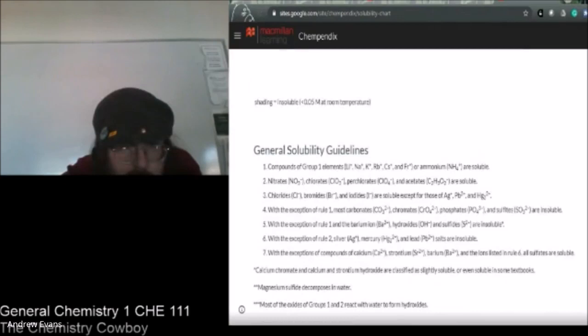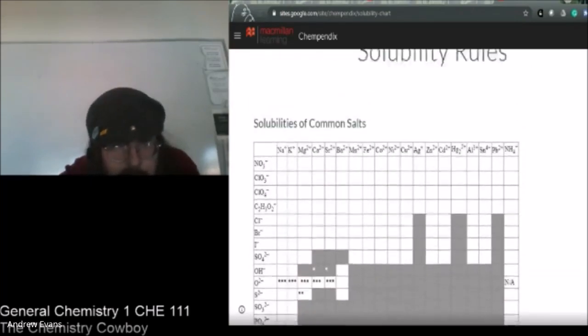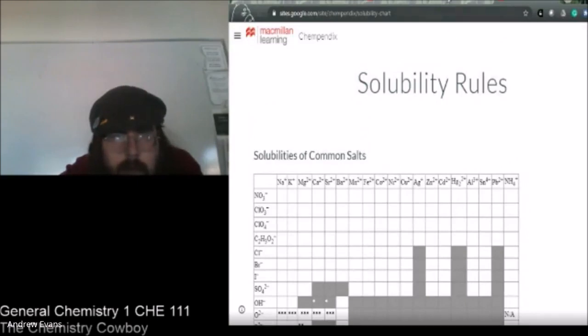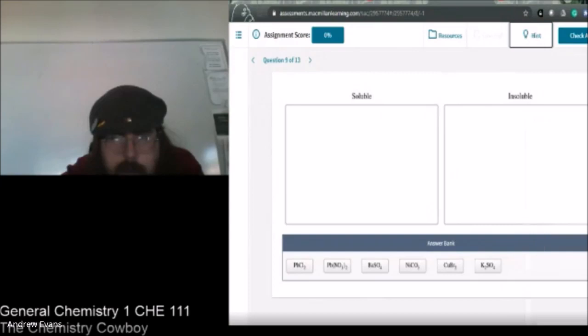And there are the rules below there. There are a couple of things like slightly soluble. Magnesium sulfide decomposes. Most oxides react with water to form hydroxides, so they won't hang around. That chart will be given to you. It's better that you learn how to use it than memorize the rules. But if you know Rule 1 and Rule 2, that gives you a big hint.